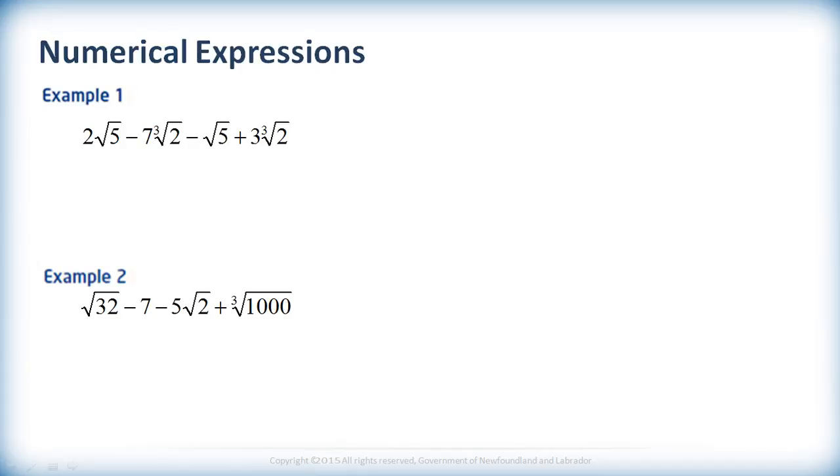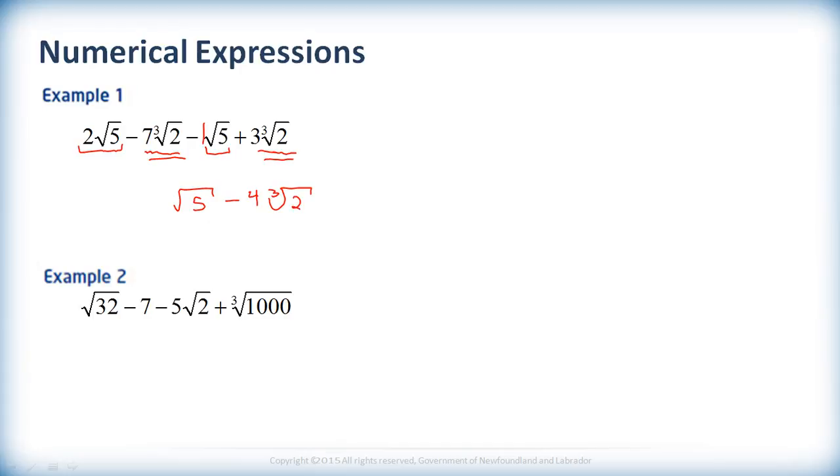So here are some examples of adding some radical expressions. We see this is a square root 5 term, and this is a square root 5 term, so I can put those together. And this is a cube root 2 term, and this is a cube root 2 term. So it's like combining like terms. I'm going to take 2 square root 5 minus 1 square root 5 and get a single square root 5. And then negative 7 cube root 2 plus 3 cube root 2 should give us a total of negative 4 cube roots of 2. And that's all there is to that one.